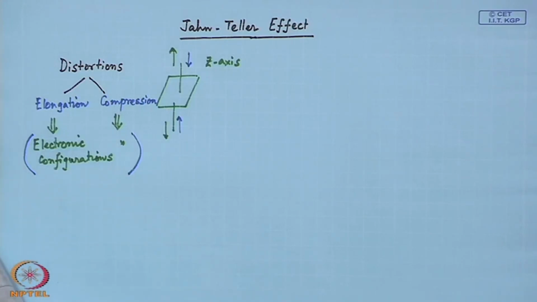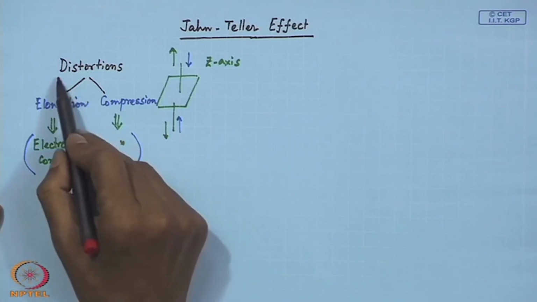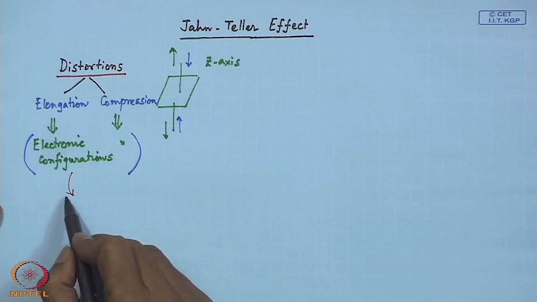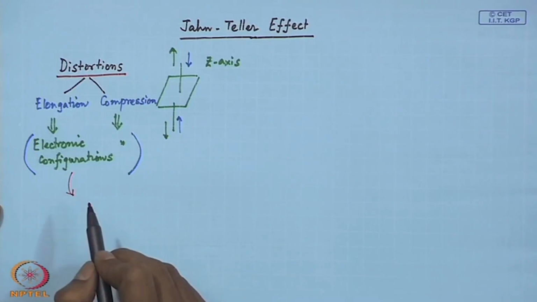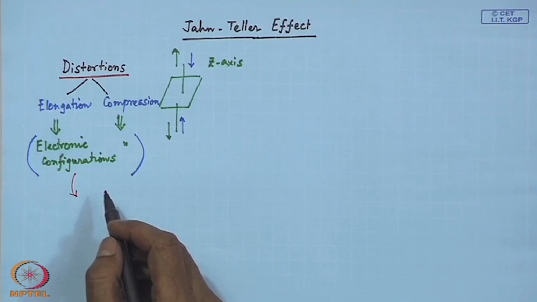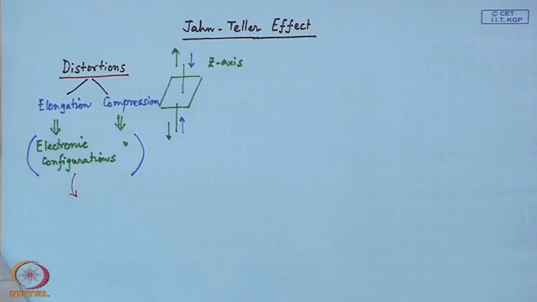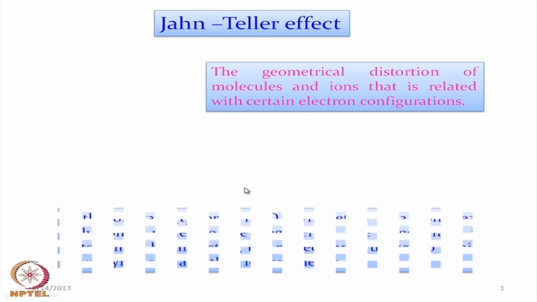So, in this particular Jahn-Teller effect, the geometrical distortion of molecules or ions is related with certain electronic configurations. If we now focus our attention on the electronic configurations, they would be related to the reverse, that means the distortions. The different electronic configurations which would be Jahn-Teller sensitive will give rise to a certain amount of distortion within the molecules. So, we get a certain elongated or compressed situation for this effect.